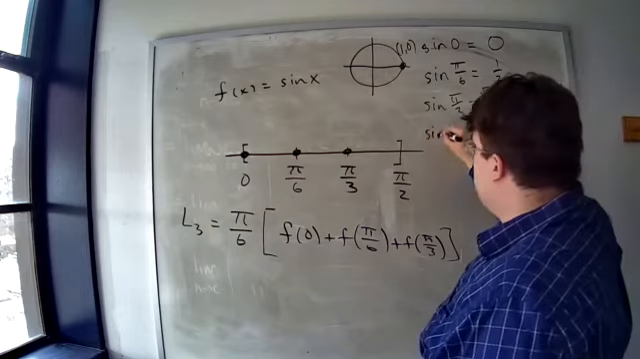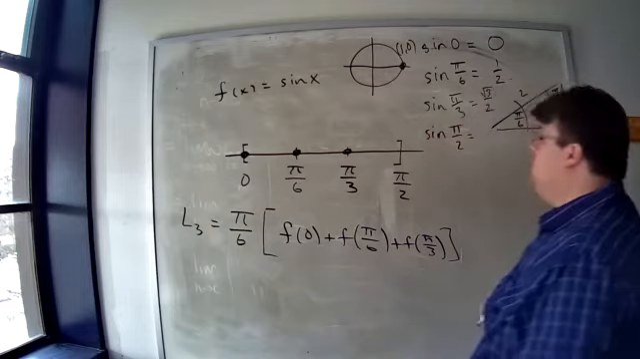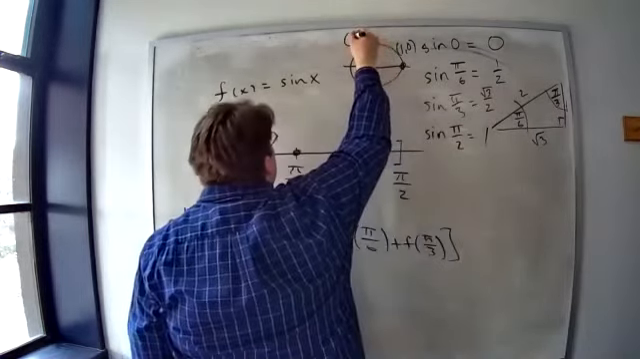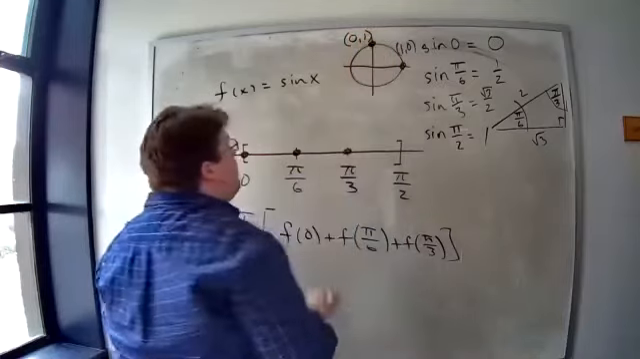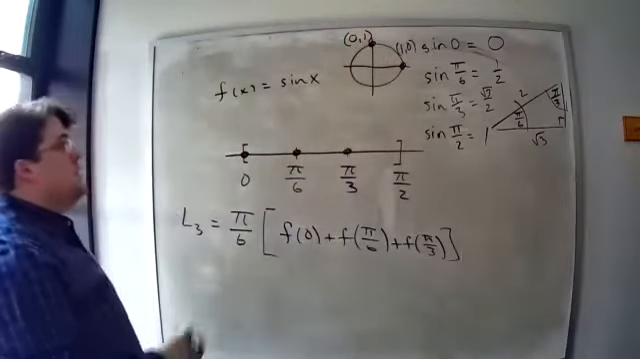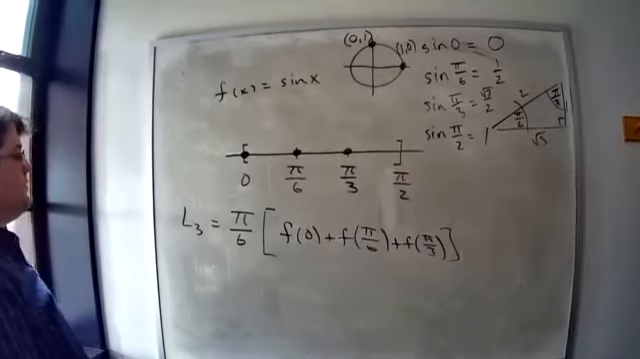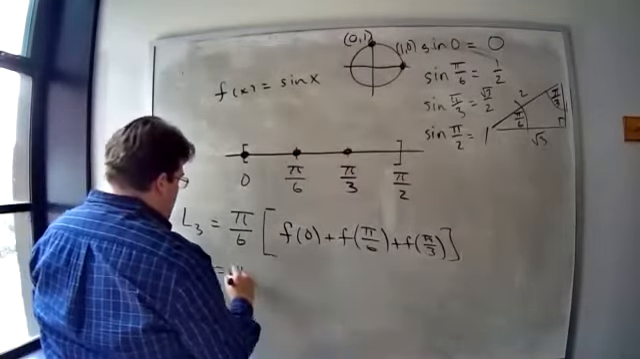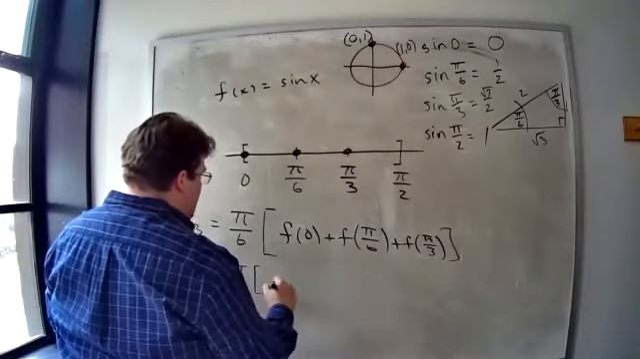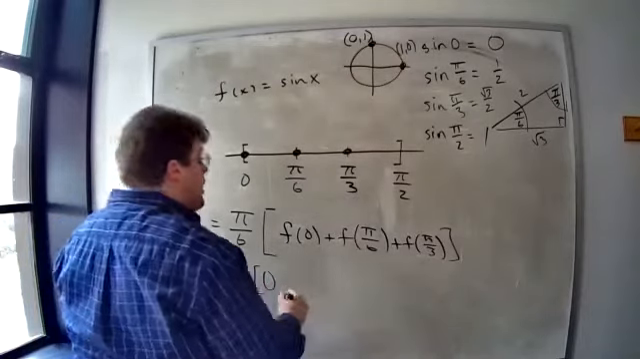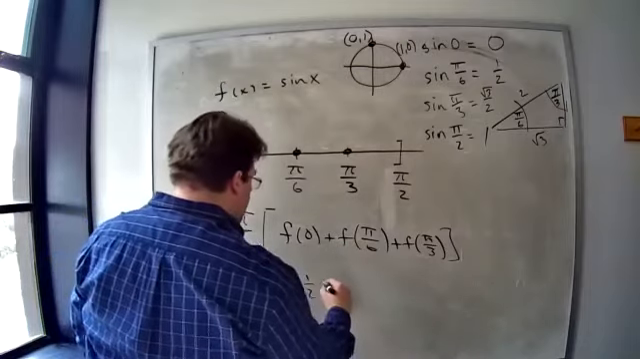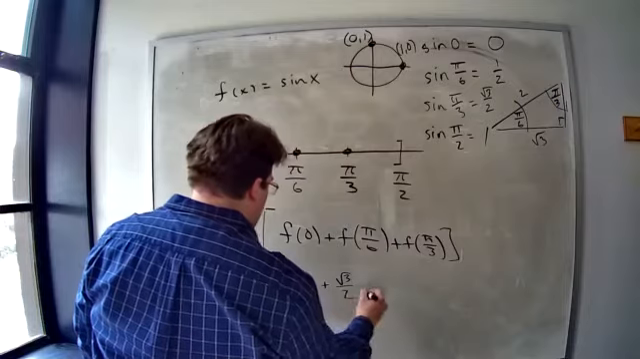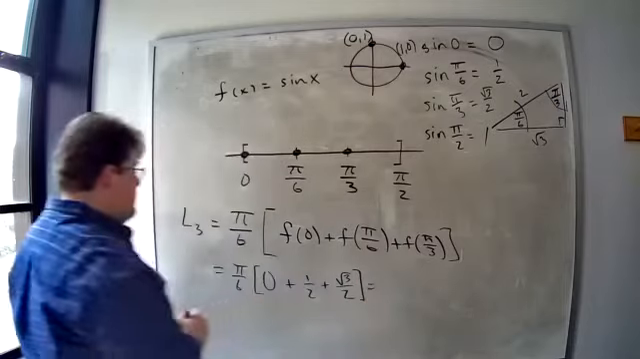We're eventually going to need sine of pi over 2, so I'm just going to do that now. Sine of pi over 2 is given by the y value for that point up there, which is 1. So sine of pi over 2 is 1. Well, what do we get for this approximation now? Pi over 6 times f of 0, which is 0, plus f of pi over 6, which is a half, plus f of pi over 3, root 3 over 2.